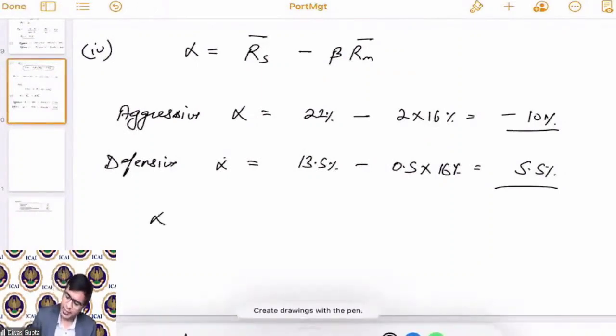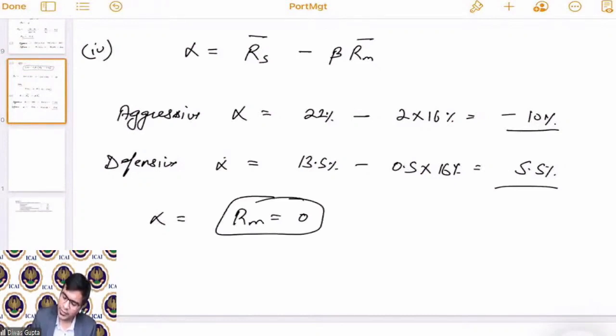So alpha is, even if the market return is 0, what is the bare minimum return that an investor would expect? That is what is called alpha. This is the bare minimum return expected by an investor, even if the market return goes to 0. And this is always a constant number in the equation.